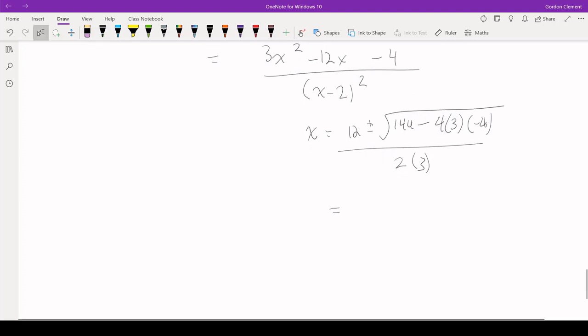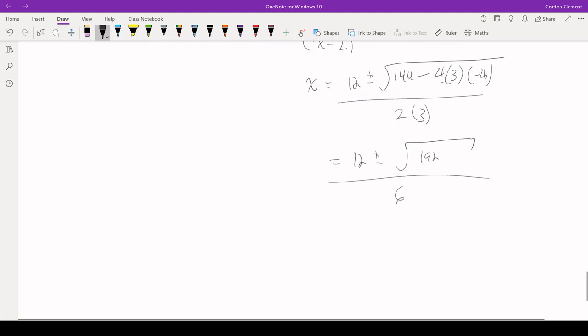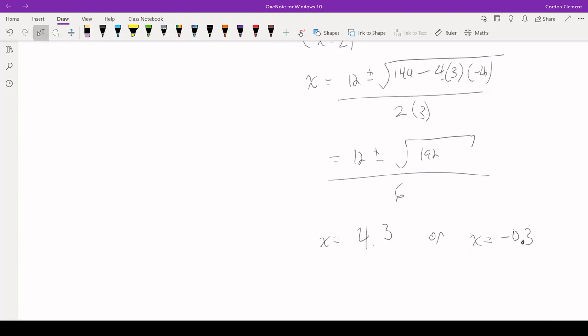Well, there's your quadratic formula. 12 plus or minus the square root of 192 all over 6. So I don't have to get super accurate with a lot of decimal places because we're just going to sketch at the end of the day.